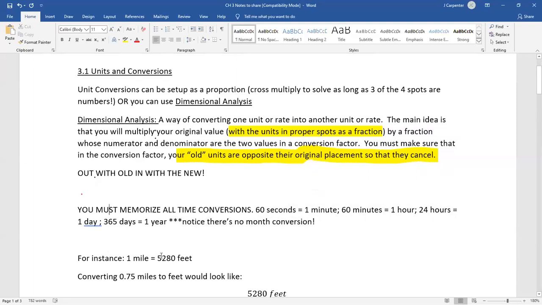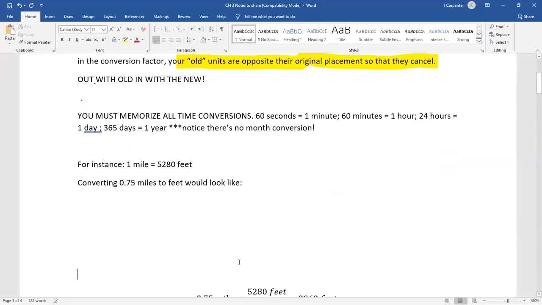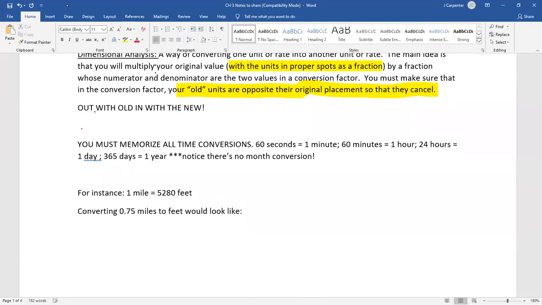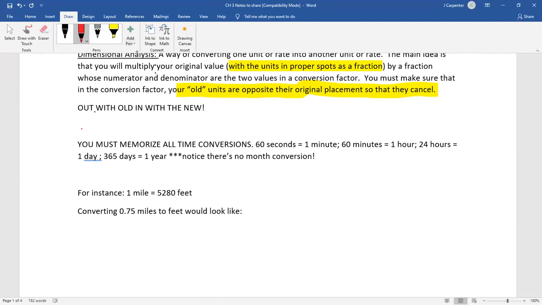So 1 mile is 5280 feet. So if you wanted to convert 0.75 miles to feet, it would look like this. And I have it typed up below. I want to write it out first though, just to build it. You start with the original value. So we're converting the 0.75 miles. So we have to write that first. You always write the number and the units that you have first. Now that miles, it's not a per. There's no word of per in here or any similar word. So the miles go in the top with the 0.75.